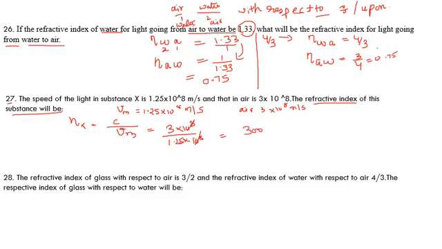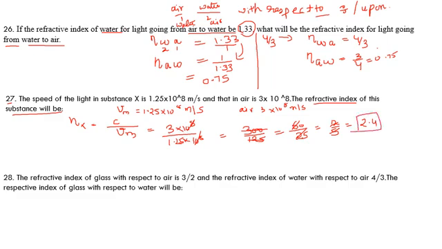So 300 and 125, right? If I solve this 300 and 125, I'll be getting 60 divided by 25, 2 fives are 10, 25, then this will also go, 12 divided by 5. Now what is 12 divided by 5? It is 2.4. So the refractive index of the medium X is 2.4.